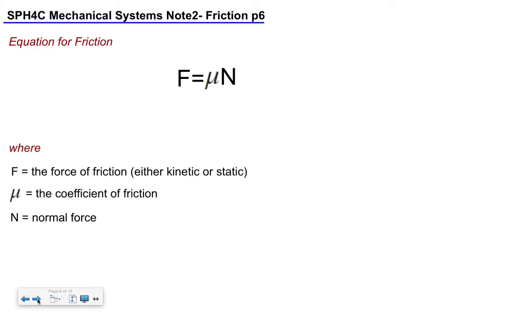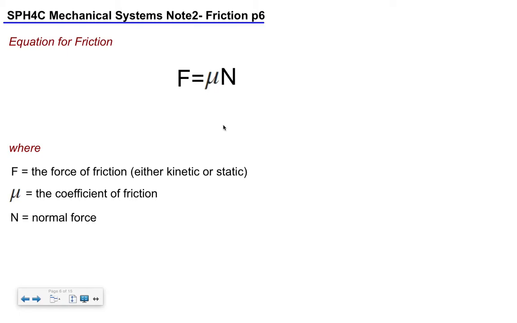There's the equation for friction, and it looks a little funny. N is normal force. Makes sense. I said two things affected friction. Well, one of those things is normal force, the amount of pressure between the surfaces. And this little thing is called mu. It's called the coefficient of friction, and it's a Greek letter called mu.